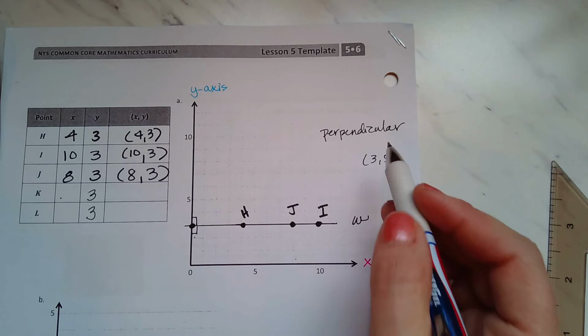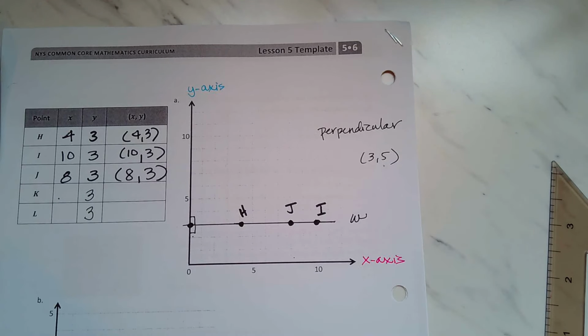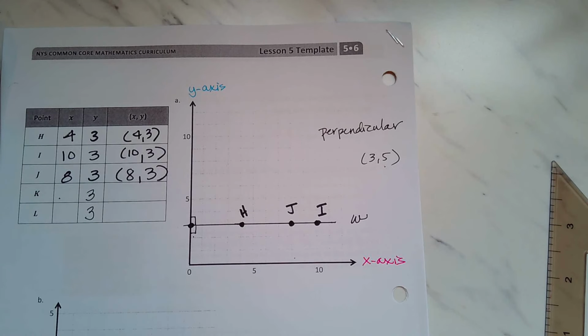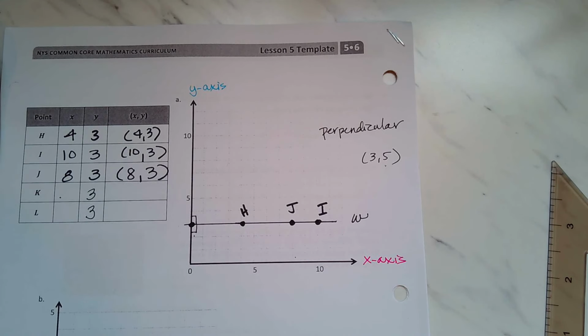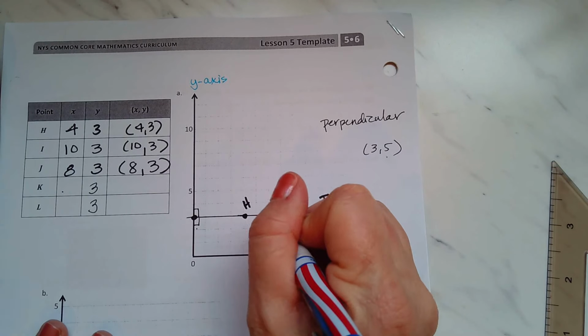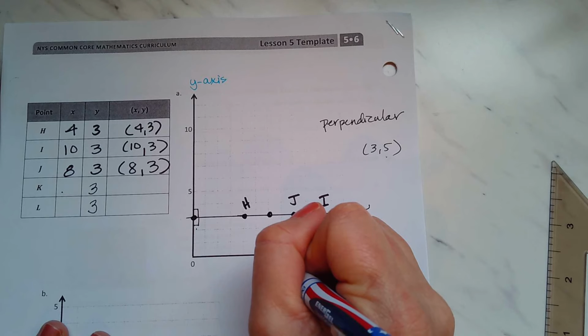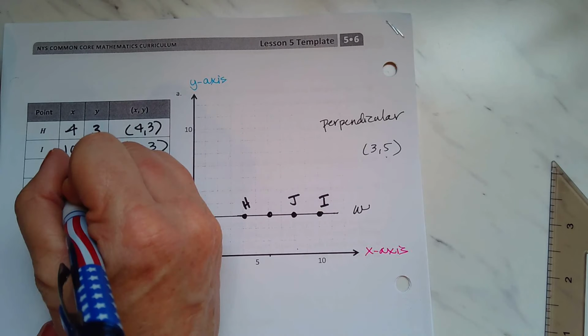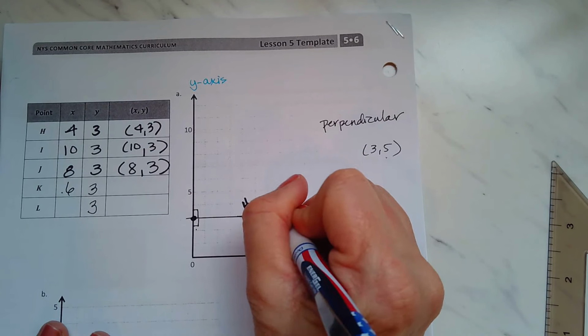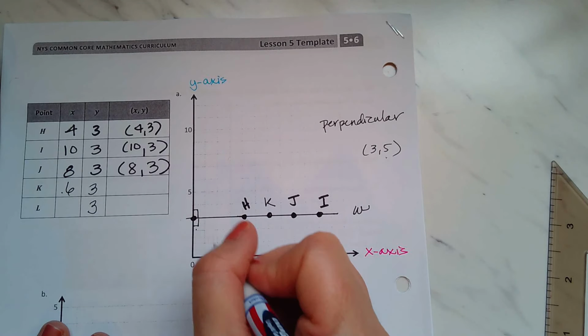No, because it has a different y. So only points with a y coordinate of 3 are on line W. So let's create this. So let's say 6 and 3. We'll label that K.